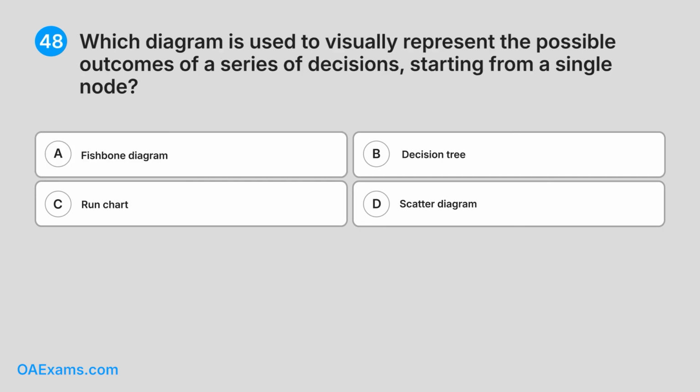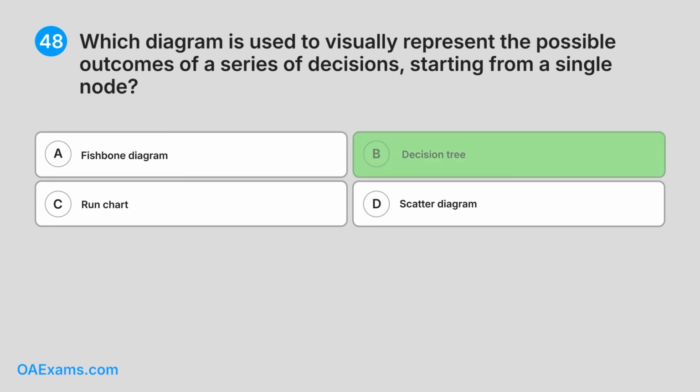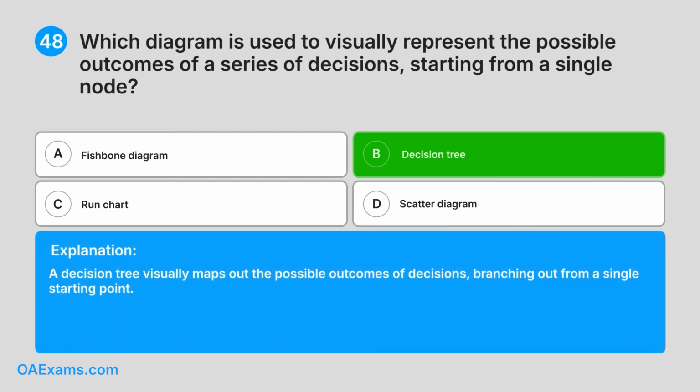48. Which diagram is used to visually represent the possible outcomes of a series of decisions, starting from a single node? A. Fishbone diagram. B. Decision tree. C. Run chart. D. Scatter diagram? Can you guess the answer? Correct answer B. Decision tree. Explanation. A decision tree visually maps out the possible outcomes of decisions, branching out from a single starting point.